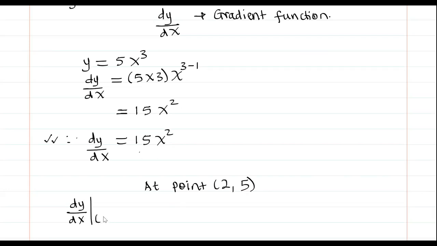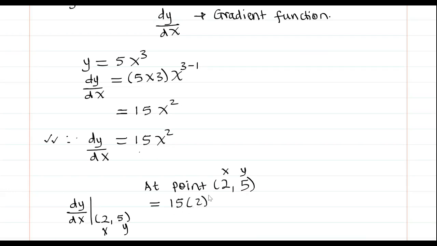dy/dx at (2, 5) now becomes equal to, remember this is just a coordinate point. This is a point on the curve. This is the coordinate on the x-axis, and this one is on the y-axis. So this is x and this is y. So we just substitute for where we see x or y. But here it is predominantly x. So x is 2. So here we shall have 15.